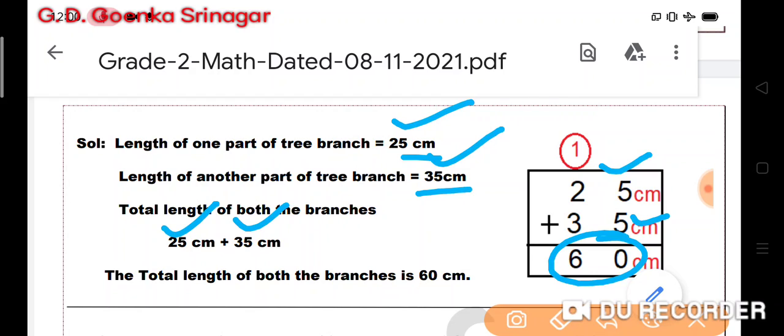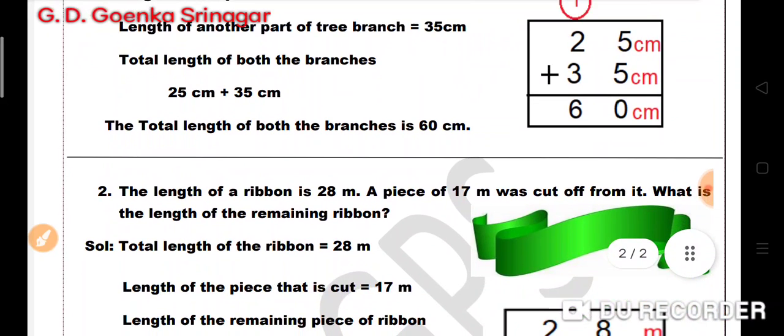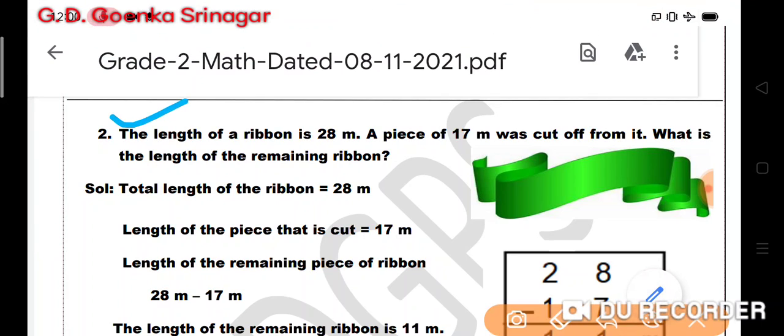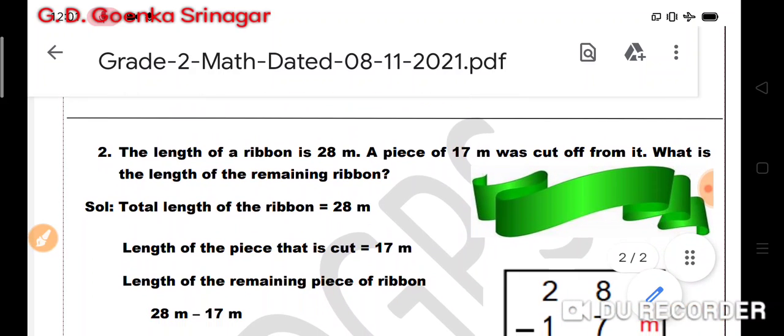All right, my dear little Goinkins, let us have a look at the second example. The length of a ribbon is 28 meters. So this is a ribbon, it is 28 meters long. A piece of 17 meters was cut off from it. What is the length of the remaining ribbon? So we have to find out the length of the remaining ribbon.